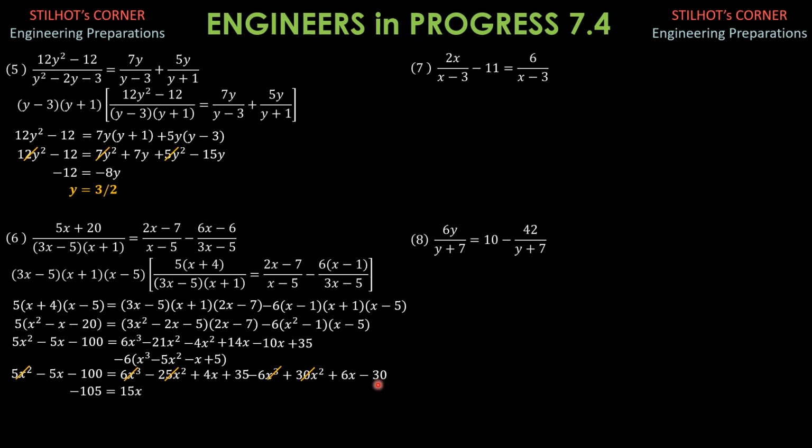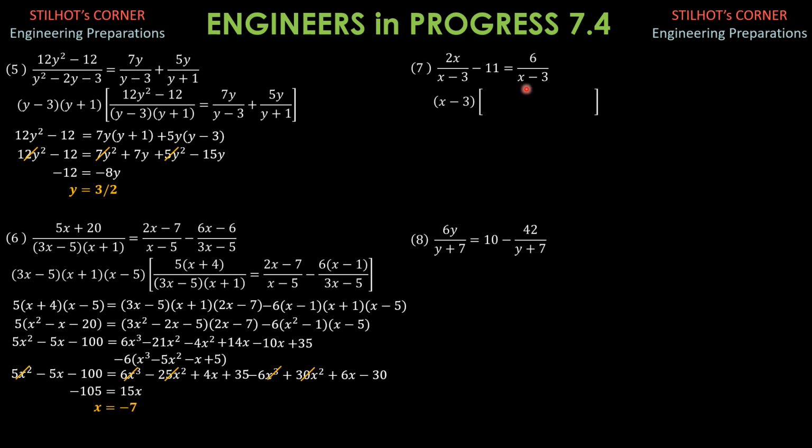Likewise, negative 100 plus 30 is negative 70. Negative 70 minus 35 to the left, so minus 105. And divide everything by 15, negative 105 over 15 is negative 7. So x is negative 7, and none of the denominators is 0. Therefore, the solution is x equals negative 7.